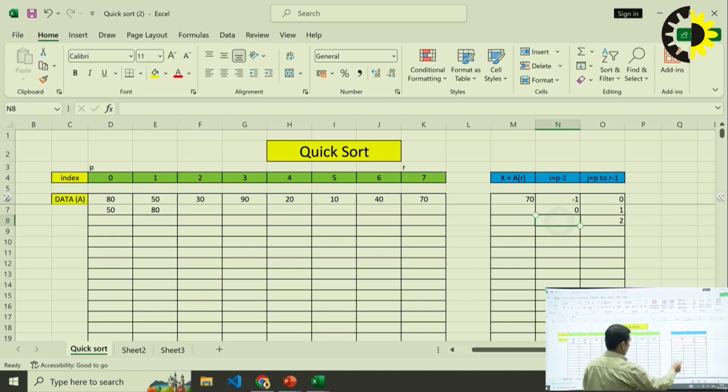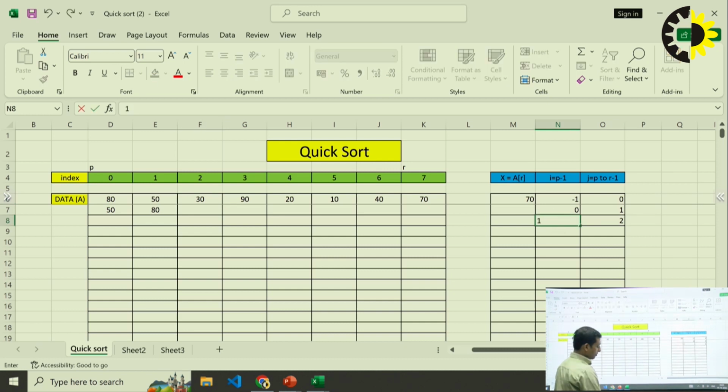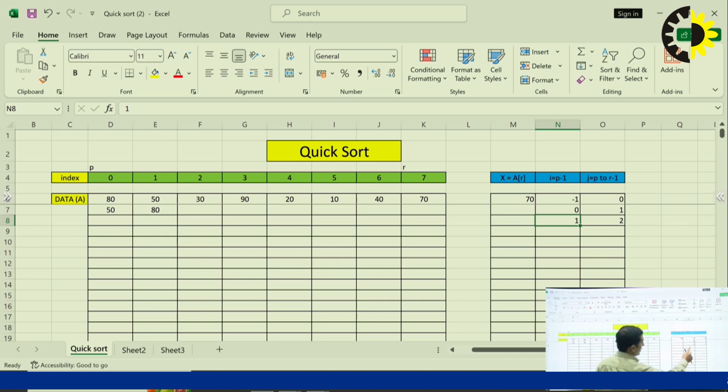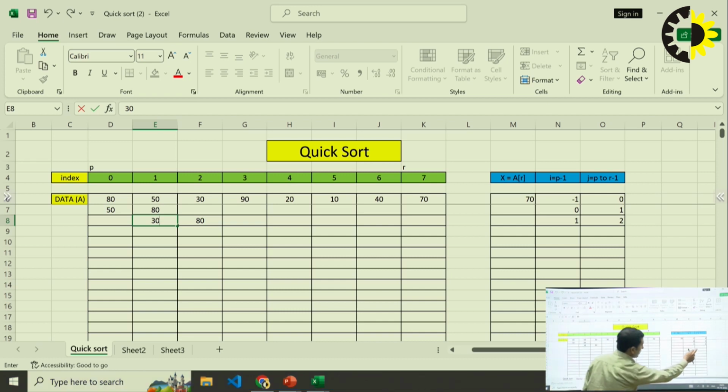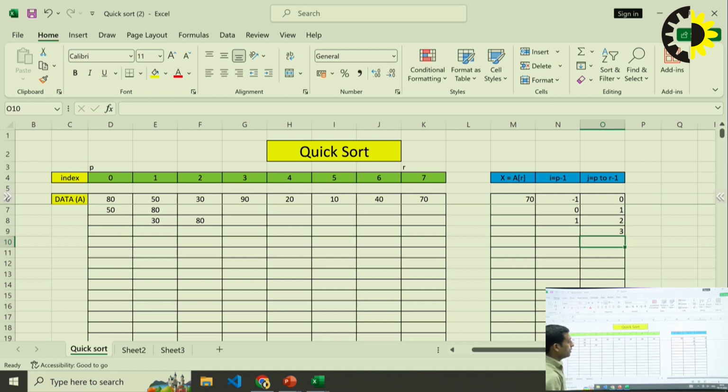So incrementing I means this is 1. Then swap the elements at positions indicated by I and J, that is 1 and 2. At position 1 is 80, at position 2 is 30. So swap it, meaning here 80 and here 30. Now increment J, so J becomes 3. Now check the element at position 3, that is 90. 90 is greater than 70, so just increment J.